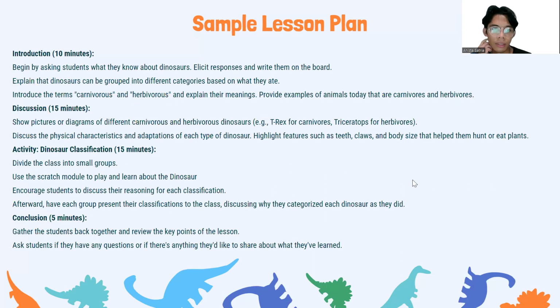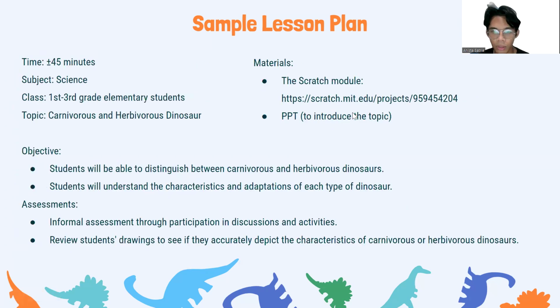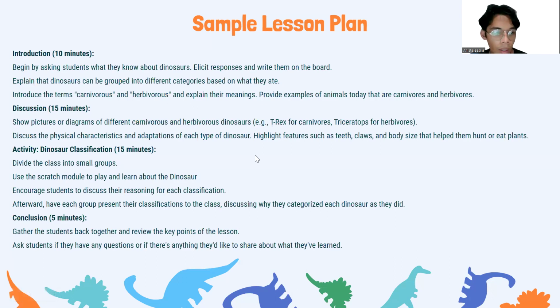So next will be the sequence. There will be an introduction: begin by asking students what they know about dinosaurs, so we can elicit responses. Then after that, you can explain that dinosaurs can be grouped into different categories based on what they ate. Then introduce the carnivore and also the herbivore, and then explain their meanings. Oh, and also I forgot the materials that you need. You need the Scratch module and also the PowerPoint topic.